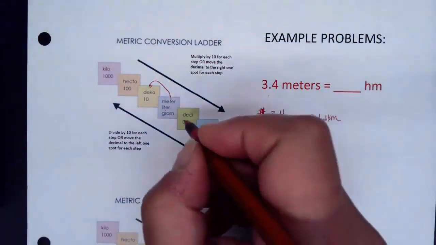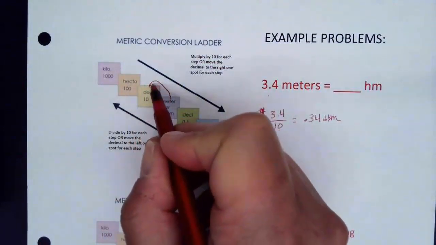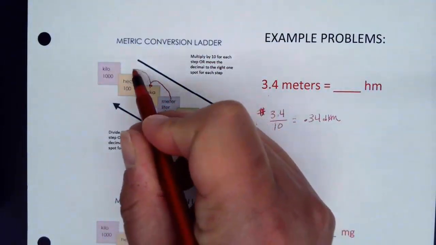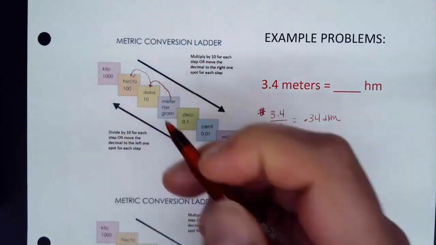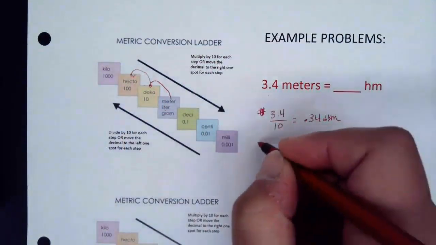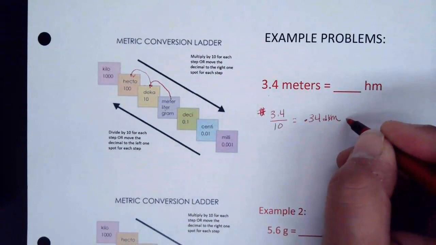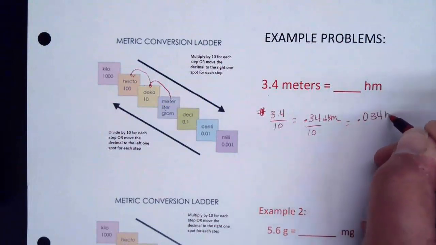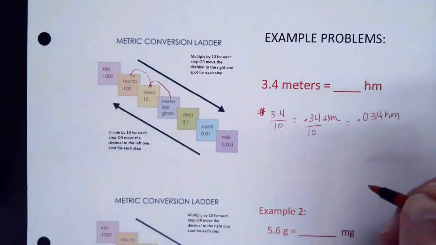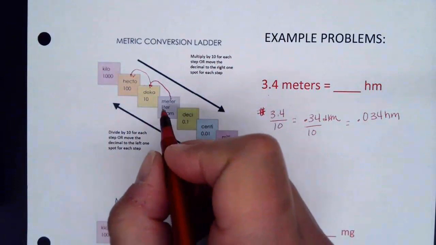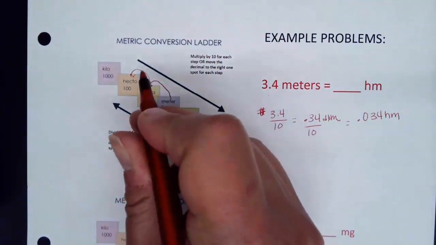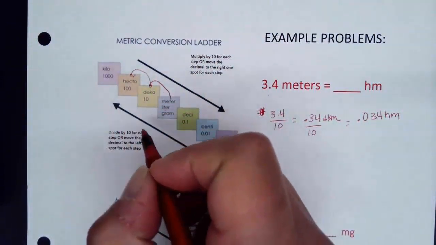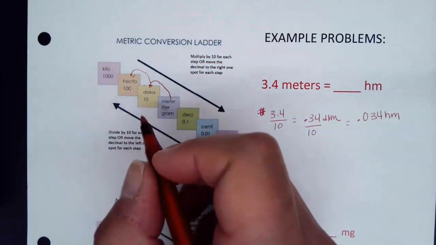But we don't want decameters, we want hecto, right? So we have to go up 1 more step, which is a grouping of 10, remember? So then we would take this number here, and we would divide that by 10. And that would give us 0.034 hectometers. Okay, so basically for every unit that you hit on this ladder, if you're going up, you're going to divide by 10.